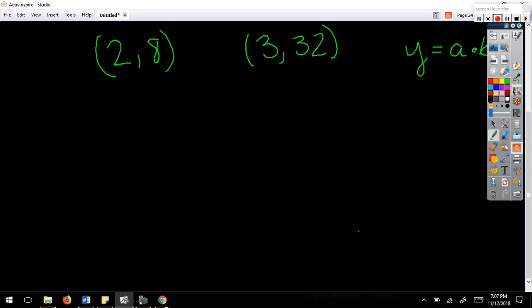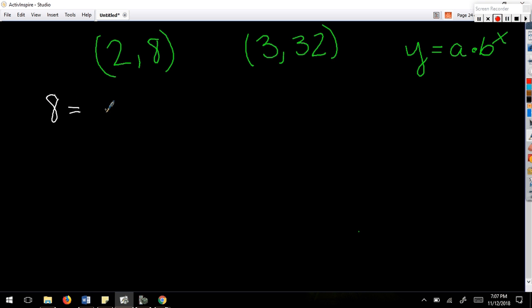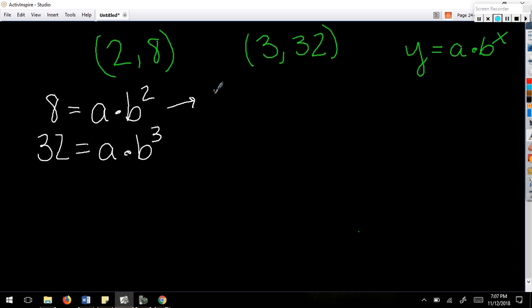All right, so let's set up our system. I have 8 equals a times b squared, and then I have 32 equals a times b to the third. So again, I want to pick one to solve. I'll solve this first one for a. I have 8 equals a b squared. I'm going to divide both sides by b squared. And so I have 8 over b squared equals a.